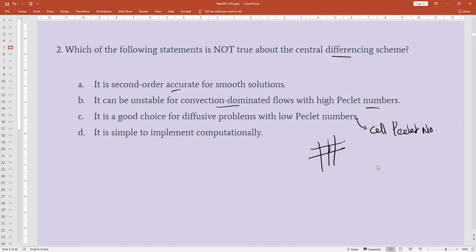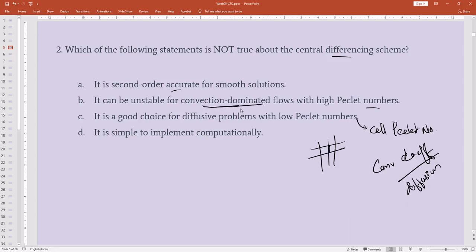So this cell Peclet number is actually the ratio of convective coefficient by diffusion coefficient. So this kind of Peclet number criteria is required or implemented where we have both convection and diffusion. And that way, here this word convection dominated flows.